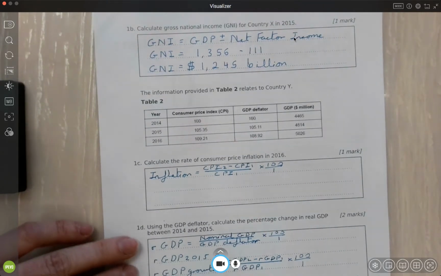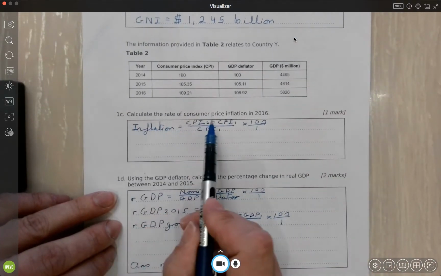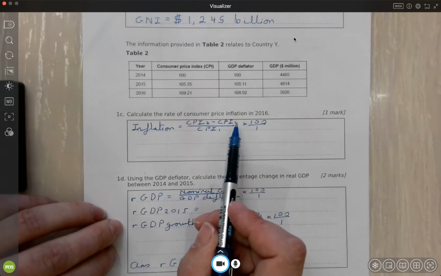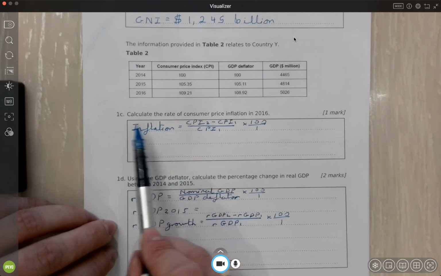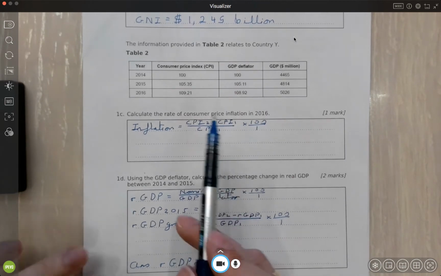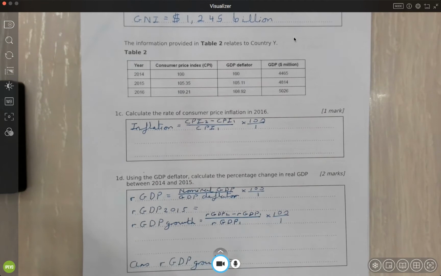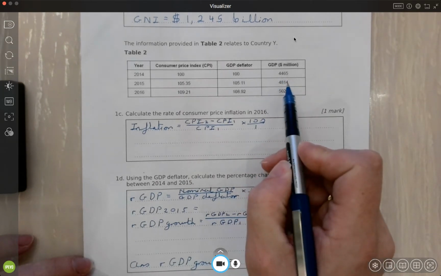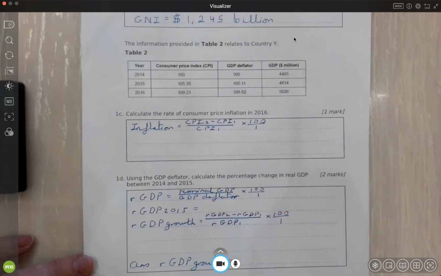Okay, now the next question here says, we're given this table, and it says calculate the rate of consumer price inflation. Okay, well, we have a number of ways that we can do that, but we're going to use the CPI for this because it says consumer price inflation. All right, so the CPI here is these numbers, and what they try to do is give you a way to deflate, or to remove the effects of price increases from nominal GDP.